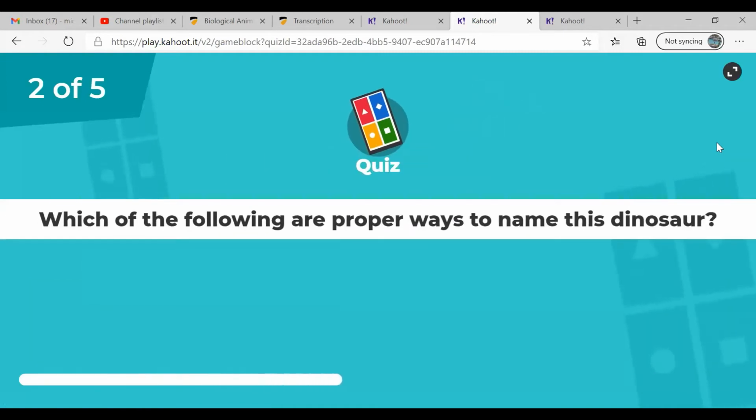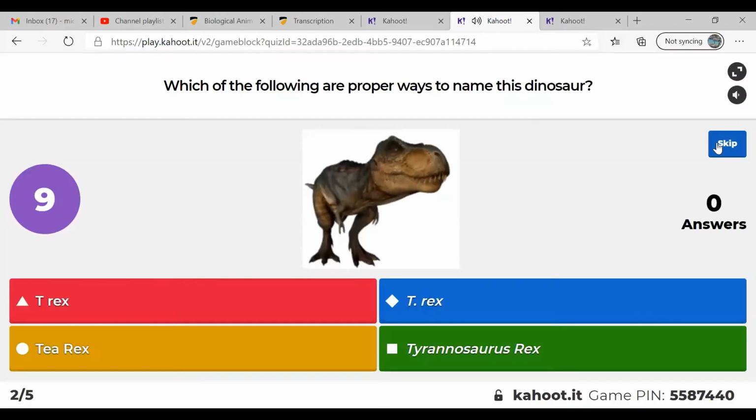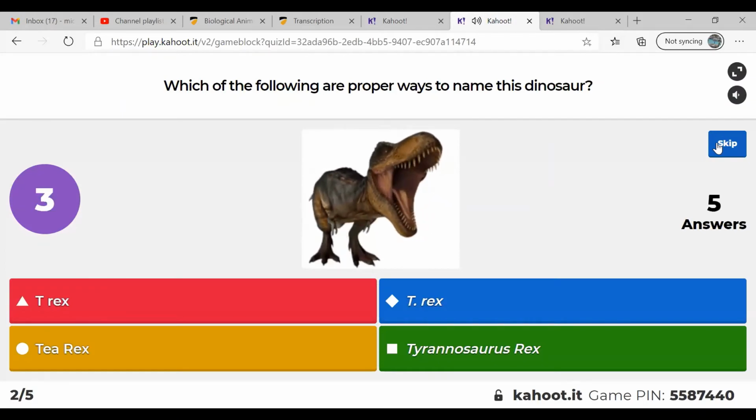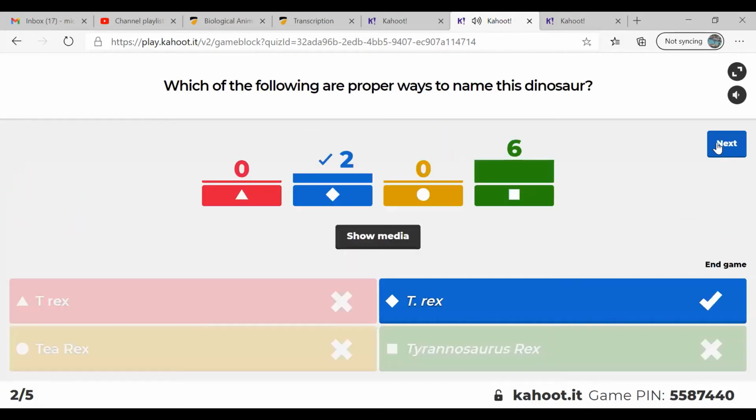Number 2, which of the following are proper ways to name this dinosaur? So there was only one correct answer on that one, and the correct answer is T. rex. So let's take a look at the differences between these answers. The one in red, the first one, the T does not have a period after it, and that's an abbreviation, so you need the period. The second one, the one in the gold, T-Rex, that's a type of beverage, not an abbreviation. The blue one is correct.